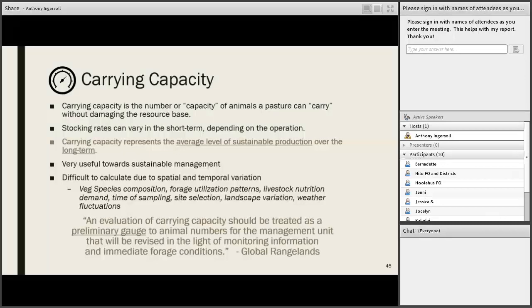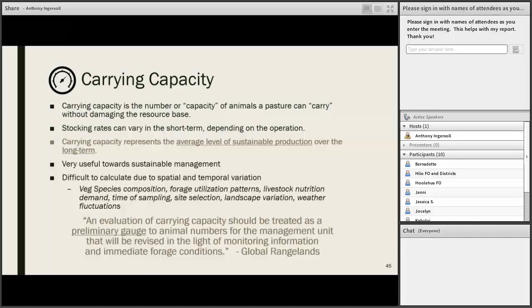Global Rangelands had this great line that I wanted to put in here. An evaluation of carrying capacity should be treated as a preliminary gauge to animal numbers for the management unit that will be revised in the light of monitoring information and immediate forage conditions. So we can estimate a site's carrying capacity based on what it looks like today, but it should be something that we revisit, particularly if we are making changes such that the grazing is going to change, because we should expect to see some impact to the pasture composition potentially.